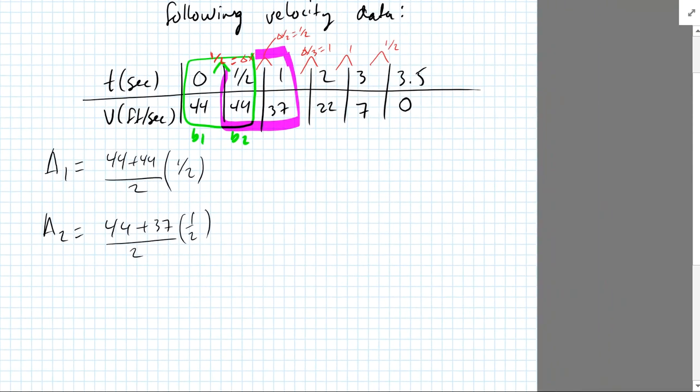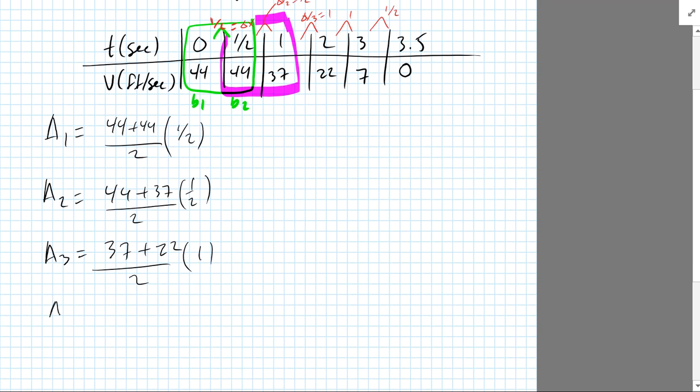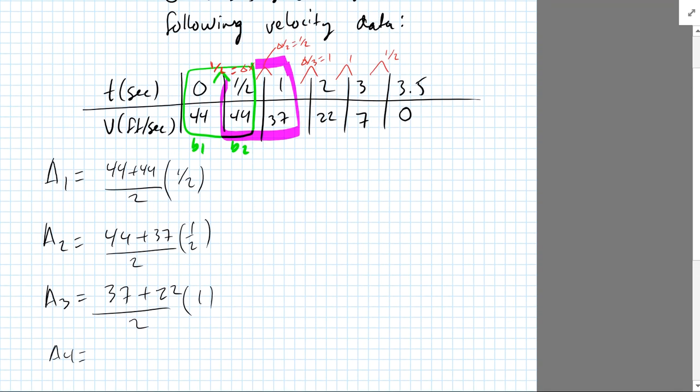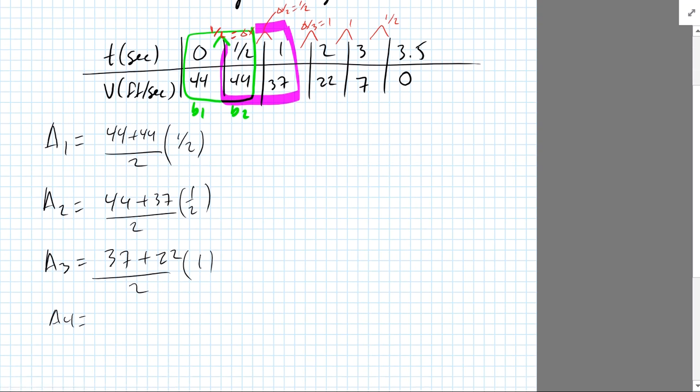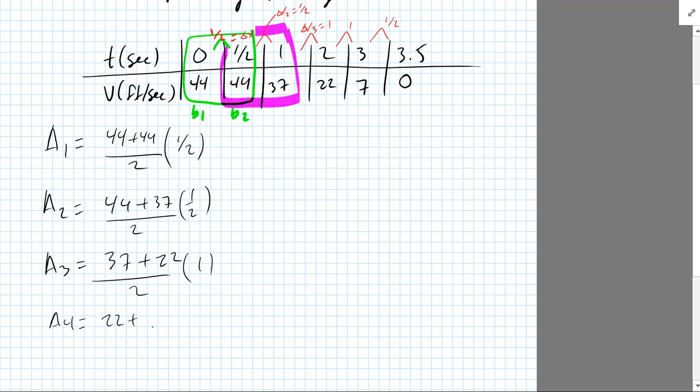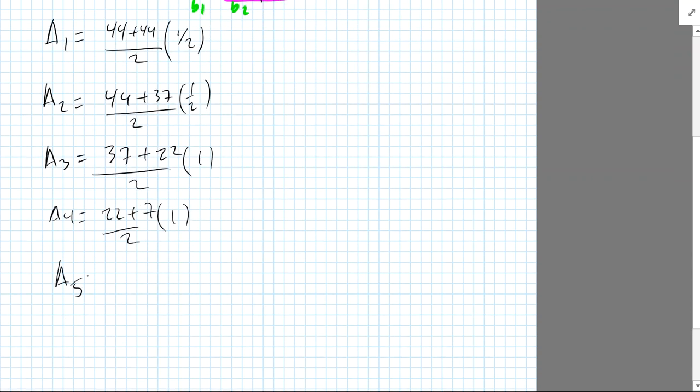Oh, is it starting to click now? The third area. Is it going to be 37 plus 22 over 2 times what was its delta x? 1. And my fourth area, because there's 5. Do you see that there's 1, 2, 3, 4, 5 trapezoids? So it's 22 plus what? 7 over 2. What's its delta x? 1. And my last one is 7 plus 0 over 2 times 1/2, my last delta x.